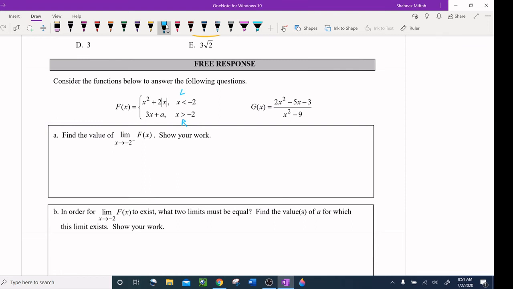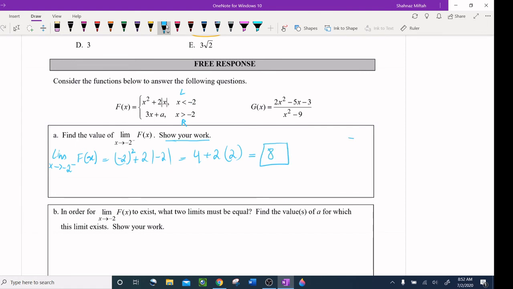That's the g of x function. Number 1, A: find the value of the limit as x approaches -2 from the left of f of x and show your work. So I am going to show the work and I will get this. So let's see, limit as x approaches -2 from the left. You know left is this portion because x is less than -2. So I'm going to plug in -2 in this portion of the question. So I have -2 squared plus 2 times the absolute value of -2. It's going to give me 4 plus 2 times, when I take -2 out of the absolute value, it's going to turn positive, which equals 8.